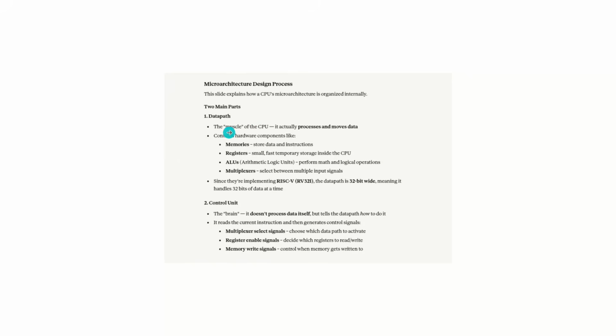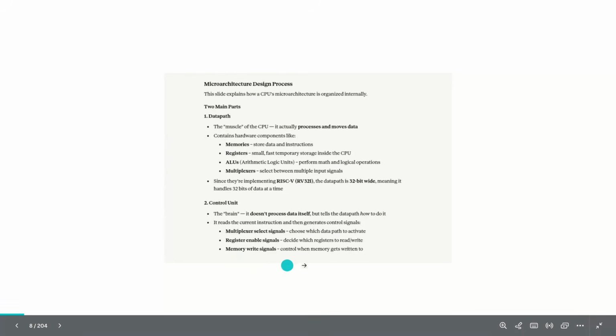So what does data path mean? It is the muscle of the CPU, which moves the data and processes the data. Memory stores the data and instructions. Registers are small, fast storage inside the CPU. The ALU does the arithmetic and logical operations. The multiplexer selects between two input signals and chooses one. So the data path means memory, ALU, multiplexer, registers and so on. The control unit is the brain. For example, if you have to write to the memory, the memory write signal should be enabled.